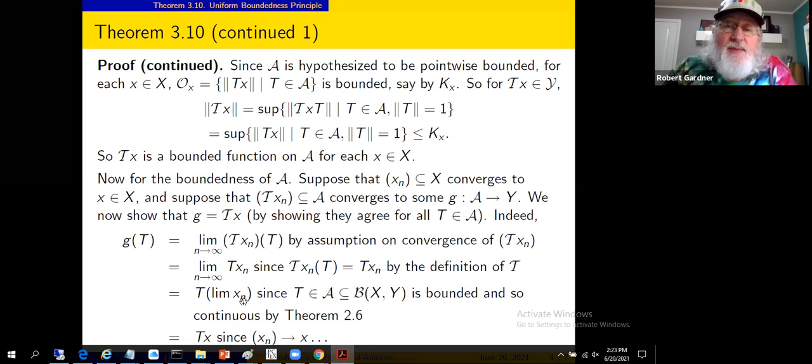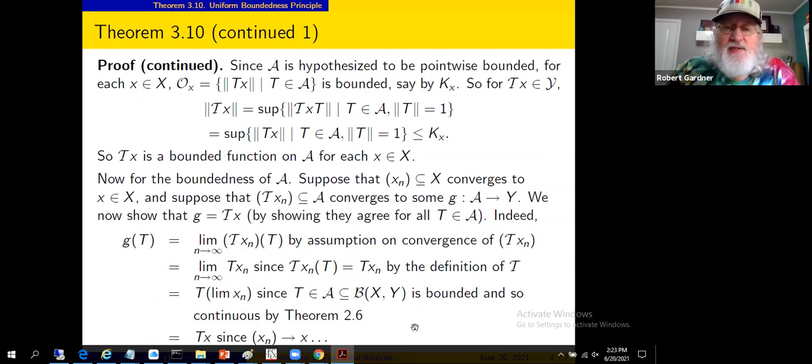What's the limit of the X sub n's? The X sub n's converge to X. So we'll make a substitution there and we get to T of X. Need a little slide break here. We're trying to show whatever G does to capital T, calligraphy T of X does the same thing. We're trying to show those are equal.